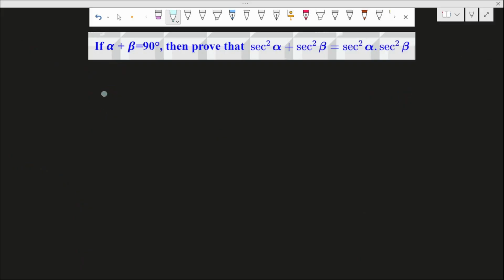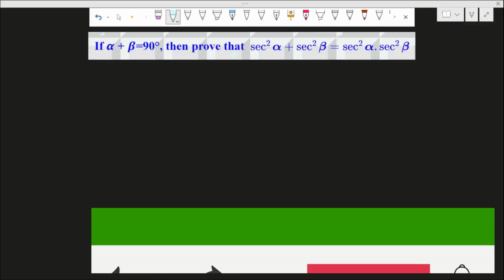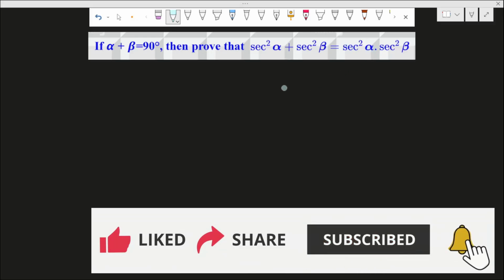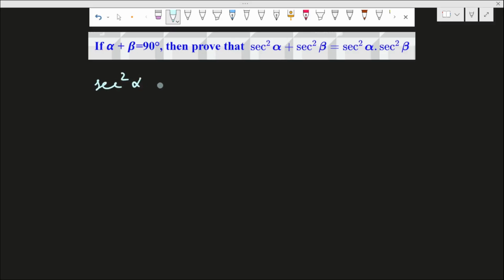Welcome students. Here's the question. If alpha plus beta is equal to 90 degrees, then prove that sec square alpha plus sec square beta is equal to sec square alpha into sec square beta.